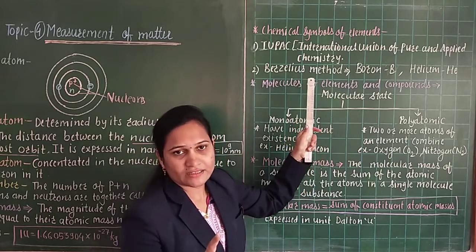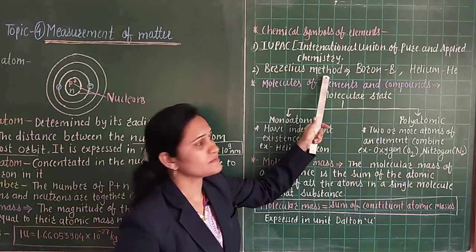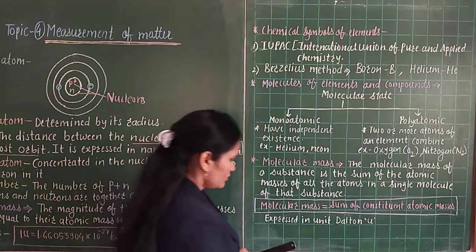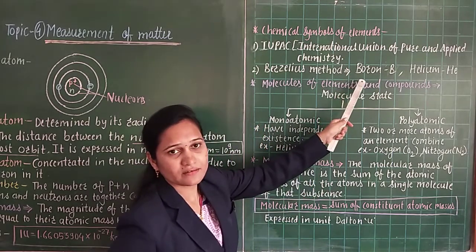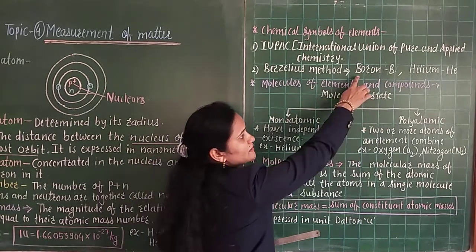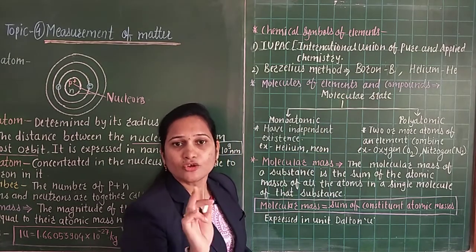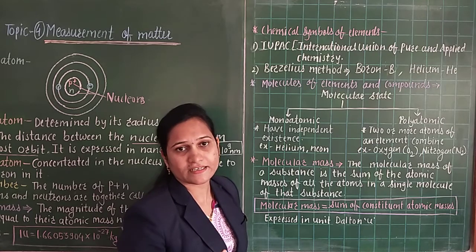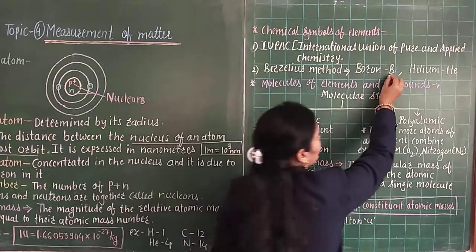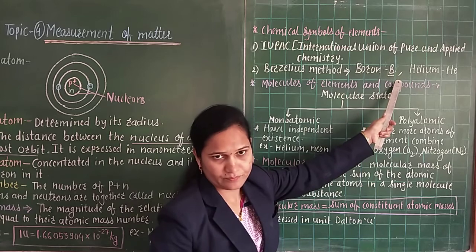And one method we also use for it. This method is known as the Berzelius method. Now according to this Berzelius method, how can we write the symbol of the element? Two examples I have written here. According to the Berzelius method, suppose the name of the element is boron. At that time, you have to take the first letter of the name of the element, and it should be in capital. So the symbol for boron is B.